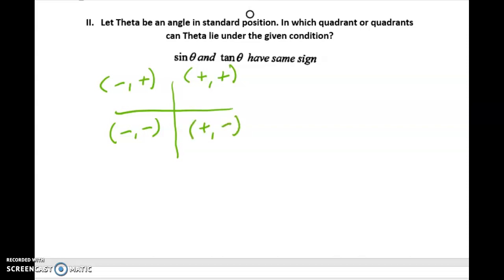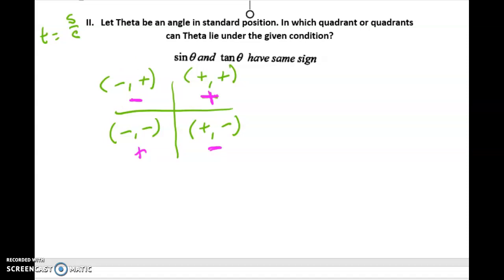Now tangent, we know tangent is equal to sine divided by cosine. So in quadrant 1, positive divided by positive is positive. So that's my tangent value. I'll do my tangents in pink. Positive divided by negative is negative. Negative divided by negative is positive. And negative divided by positive is negative. So these are my tangent values in pink.